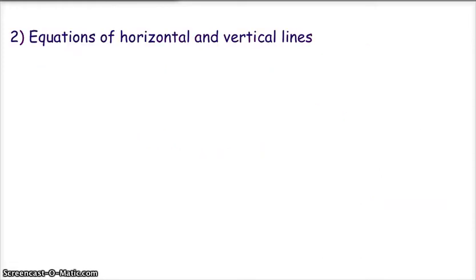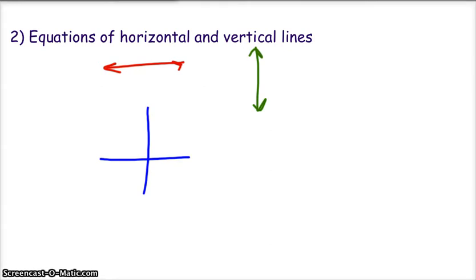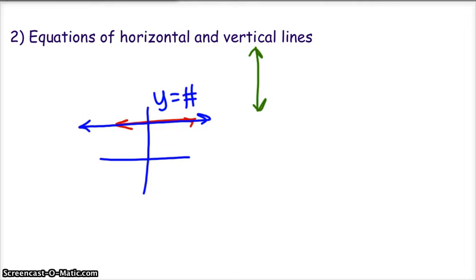Horizontal and vertical lines. Horizontal goes with the horizon. Vertical, up and down. So when we go to graph, the horizontal line is going through the y-axis. So because it's cutting through the y-axis, it's going to be y equals whatever number it's at. So 1, 2, 3, 4. This one would be y equals 4.